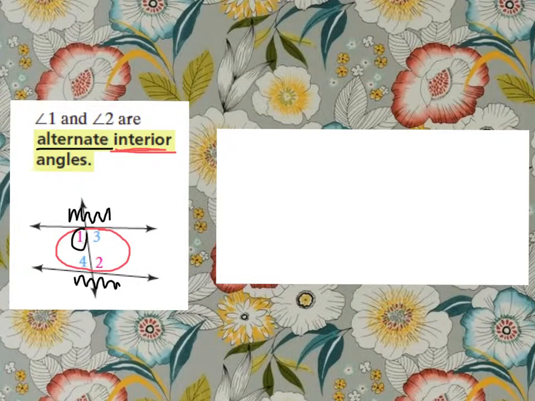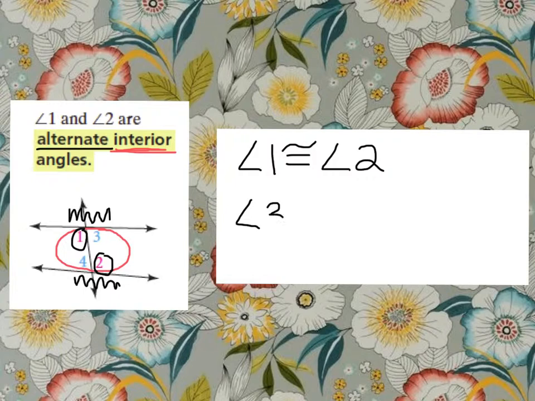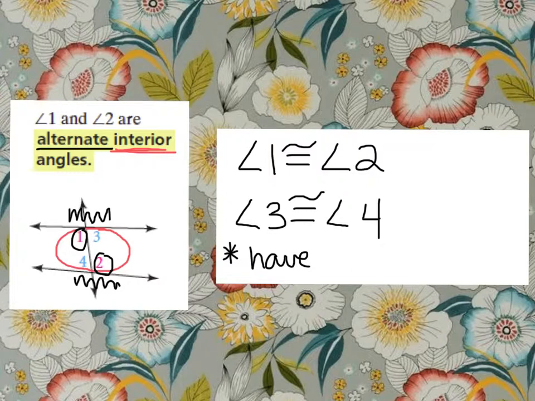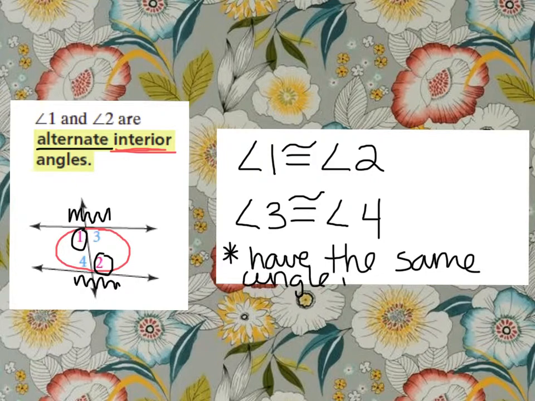So angle 1 is congruent to angle 2. And angle 3 is congruent to angle 4. Alternate interior angles are congruent to each other. And if you want to write a little side note, you could say that they have the same angle measurement.